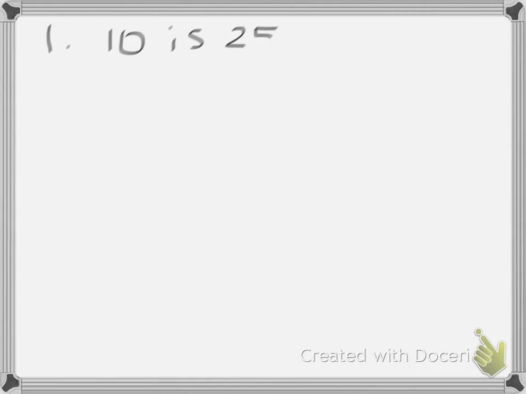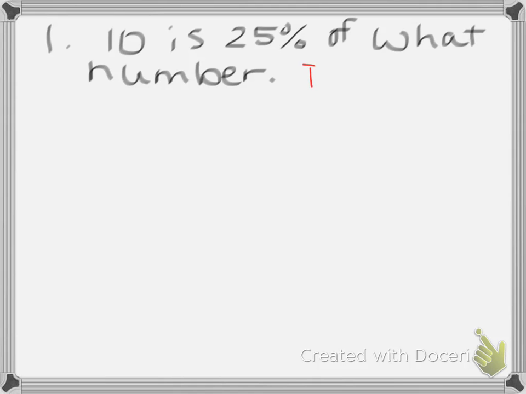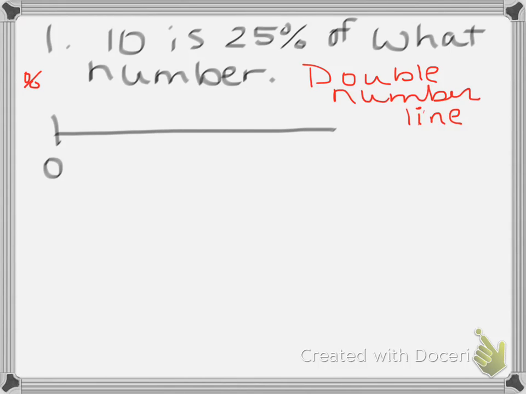In this next section, the first question says for number 1, 10 is 25% of what number? They're showing you these examples using a double number line. So I'm going to start off by using both number lines like they do in the textbook, and then I'm going to, in the last example, show you a modified double number line so that you don't have to draw both number lines.